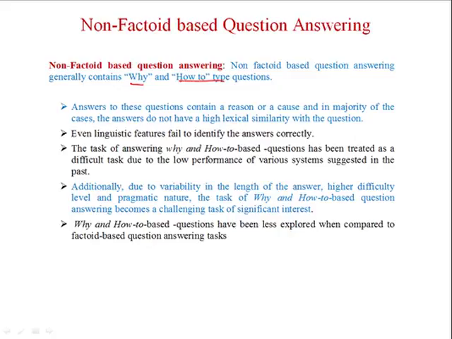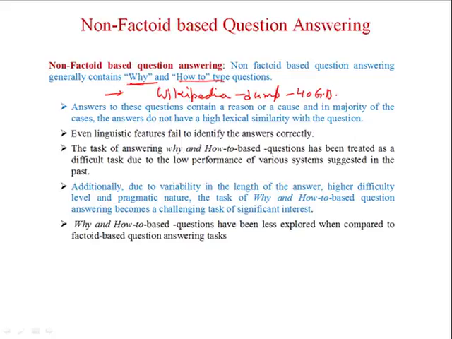For example, suppose we have a complete Wikipedia document set, a complete Wikipedia dump of size 40 GB, and we want an answer to why the sky is blue. Then it is very tough to answer such kinds of questions, because the answer may be a single sentence, or maybe some group of sentences, or any paragraph.